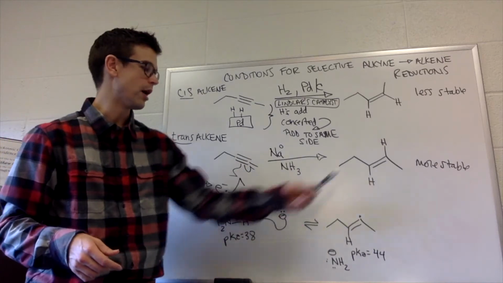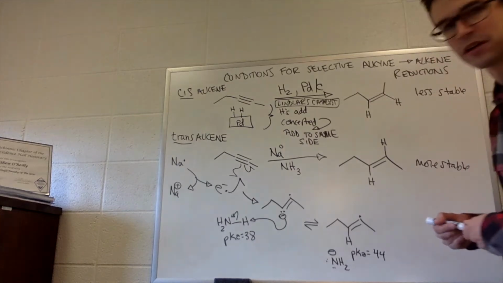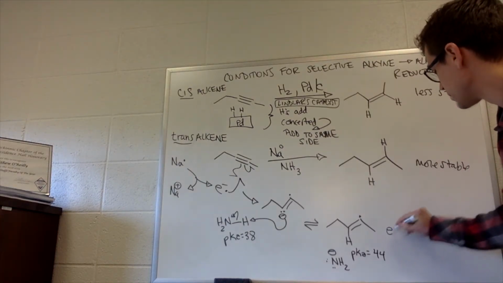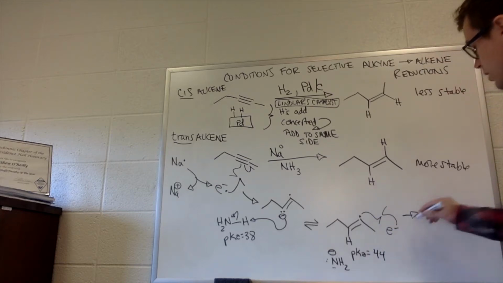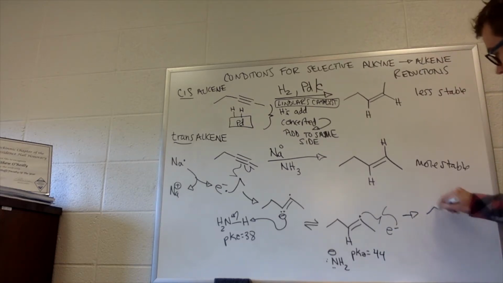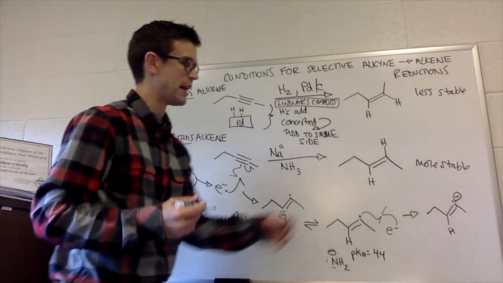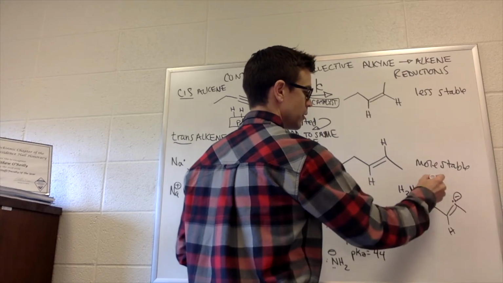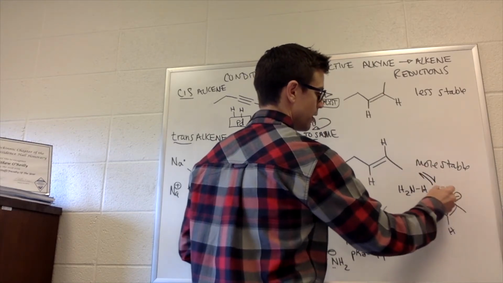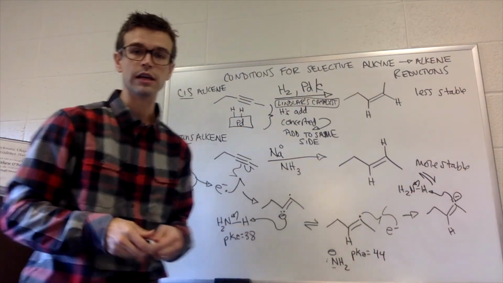How do we get to the final product? Just these same exact steps again. We have more electrons around because we have more sodium around, so more electrons will combine with this unpaired electron there. That would form this anion here. And that anion, there's still going to be lots of our solvent around, so it's going to take part in another acid-base reaction to produce the trans alkene.